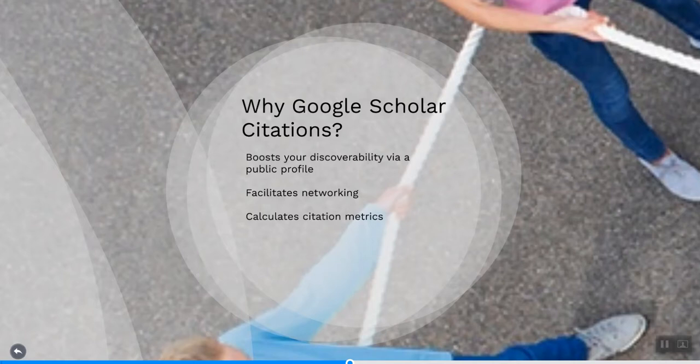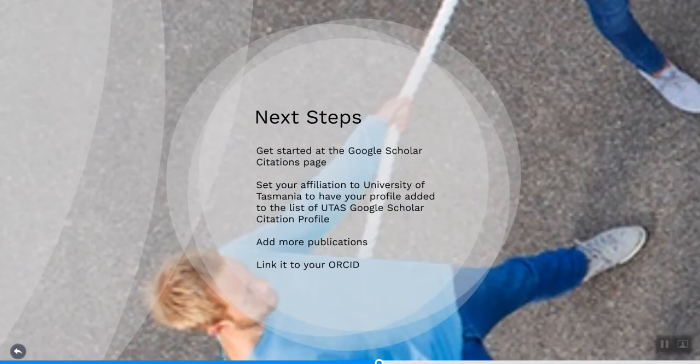A Google Scholar Citation profile gives you access to citation metrics on your publications and an H-index to indicate the impact of your output. So if this sounds like a tool you'd like to use, be aware you can only set up a profile if you've got 1 or more papers indexed in Google. If you do, go to the Google Scholar Citations page to get started.